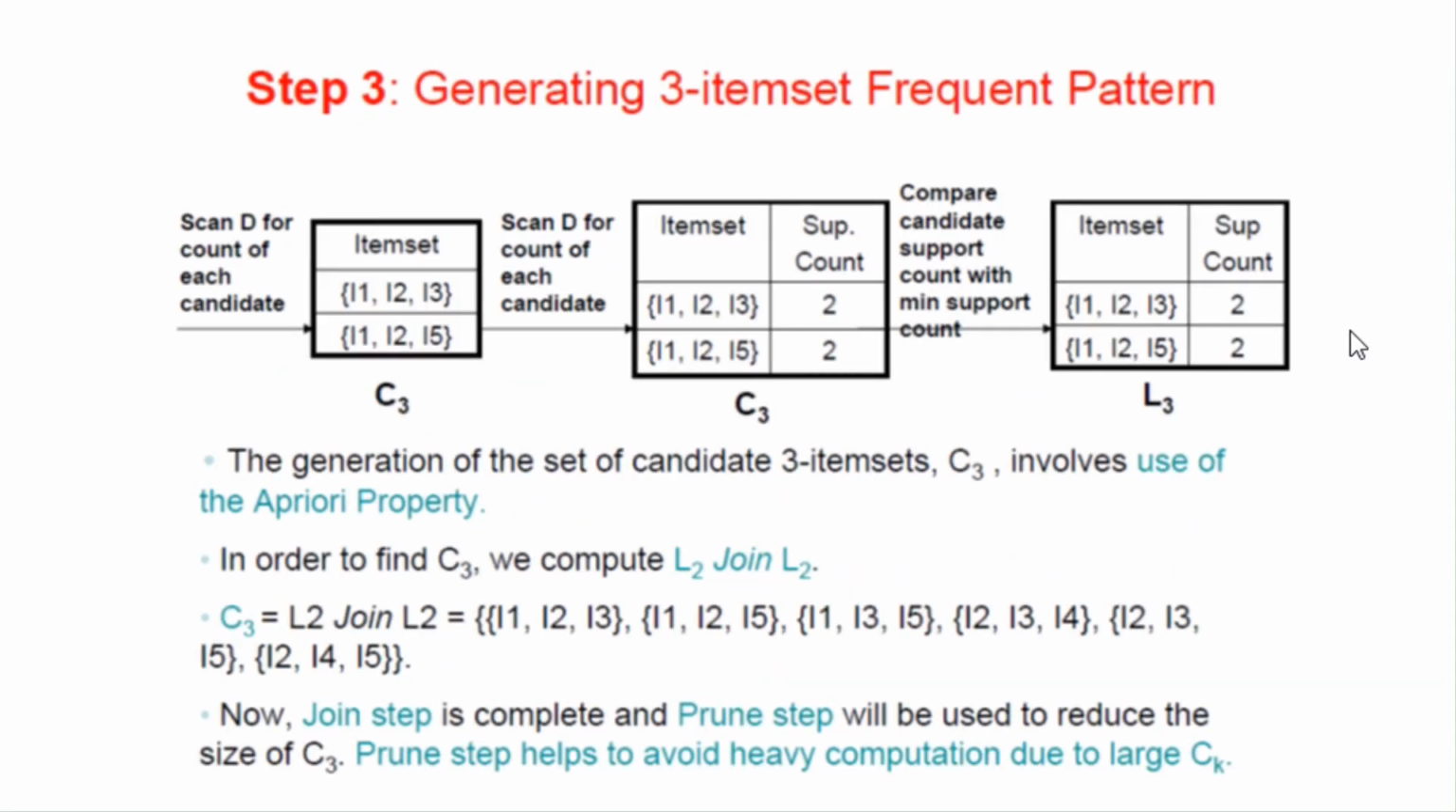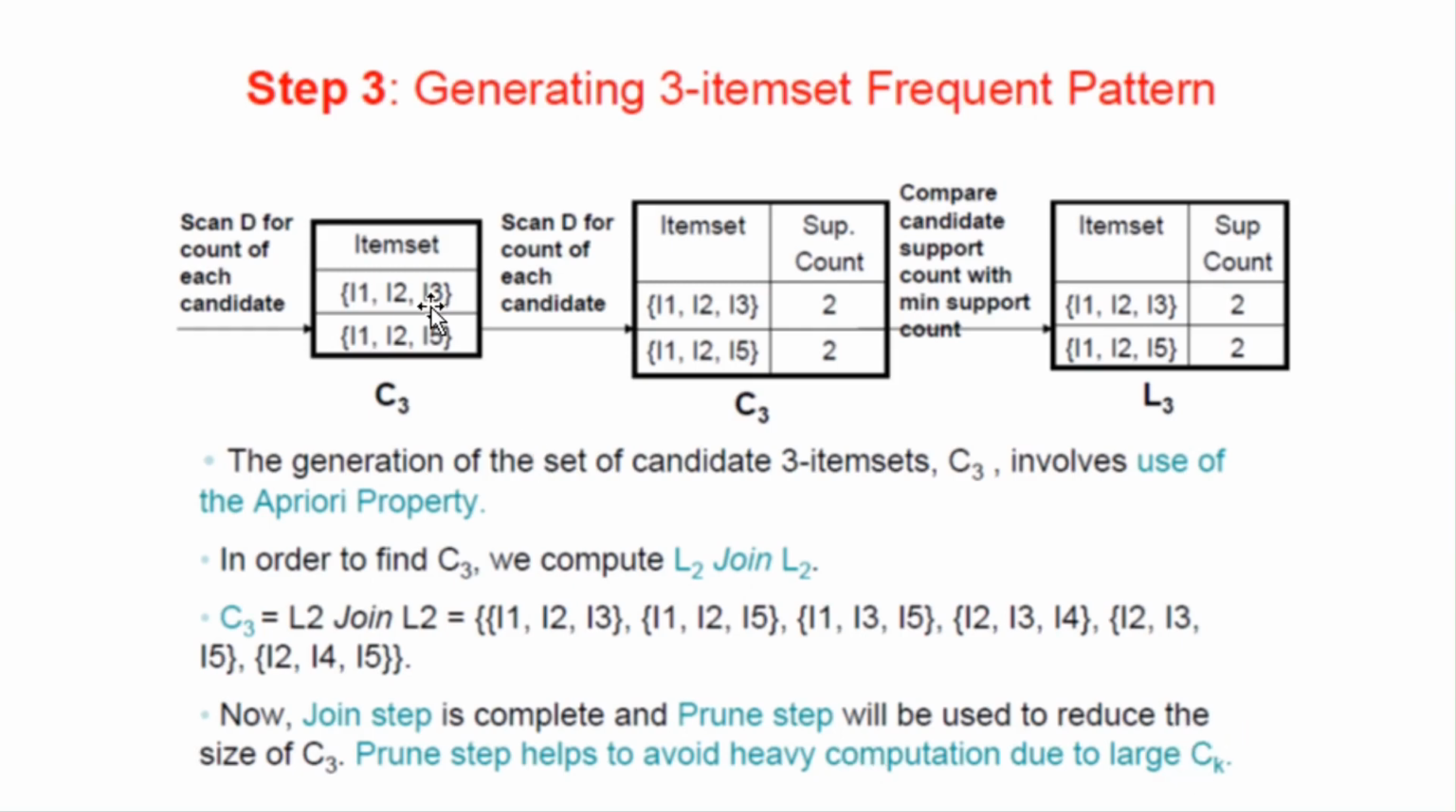Now in step 3, we are going to generate the 3 item set frequent pattern, and here we are going to use the Apriori property. Firstly, in order to generate C3, we compute L2 self-joined with L2. Then it gives us the item sets, C3 equal to L2 self-join L2, and all these candidate 3 item sets. Now the join step is complete and the prune step will be used to reduce the size of C3. The prune step helps to avoid heavy computation due to a large Ck.